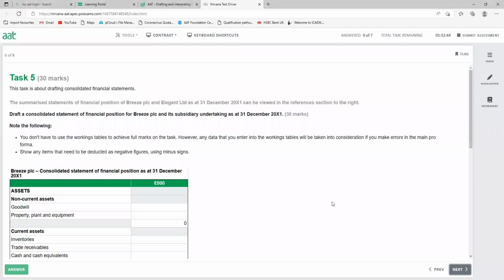The next question is task 5, and this is quite an interesting question. I like this question very much. It is consolidation, very interesting. If you know this question, it will be very easy to get around 30 marks. There are a lot of marks for this question. You need to understand a few workings, otherwise I think this question is very easy, and you can quickly get full marks.